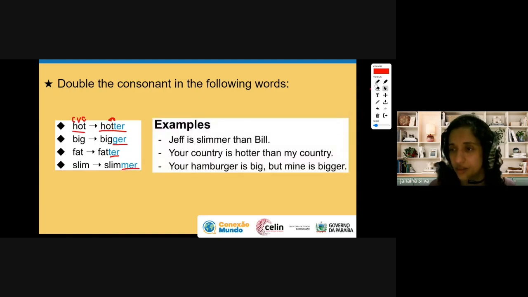Let's check some examples. Jim is slimmer than Bill. Your country is hotter than my country. Your hamburger is big, but mine is bigger.